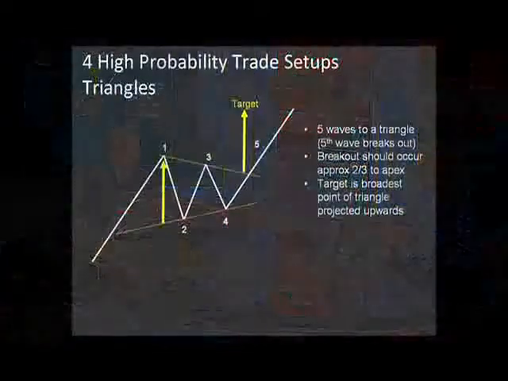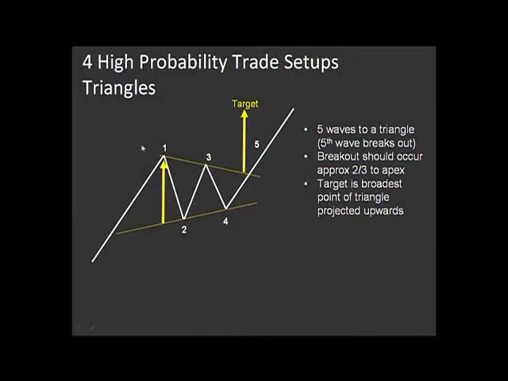And then your target for a triangle pattern is taken as the height of the triangle at the broadest point. So in other words, at the beginning, up at the top of wave 1 there, essentially. You take that same distance and project it up from where the breakout occurs, and that gives you your triangle target.